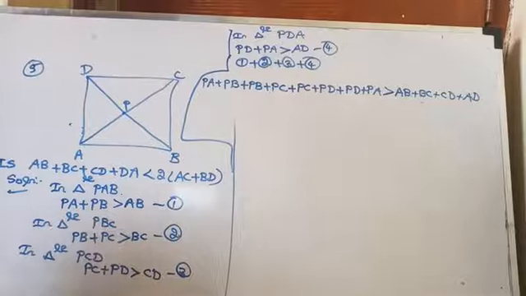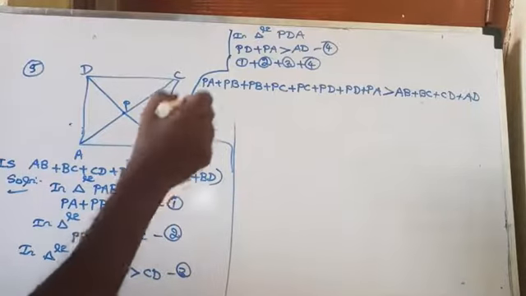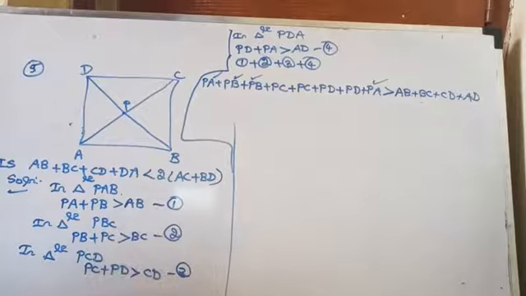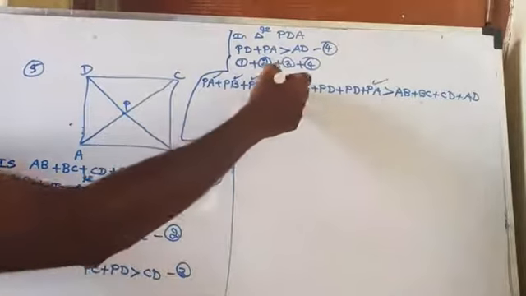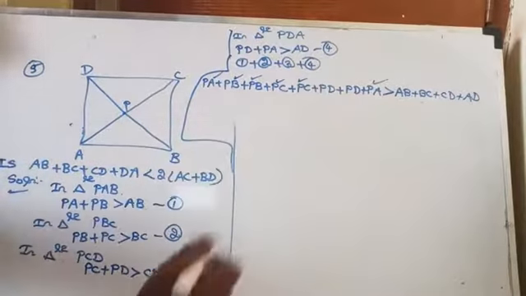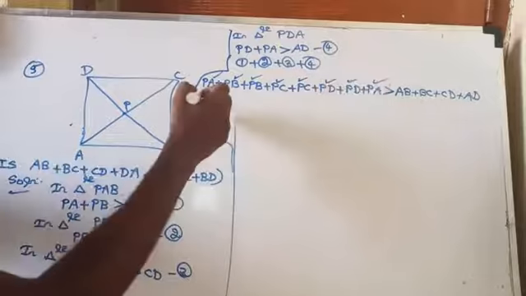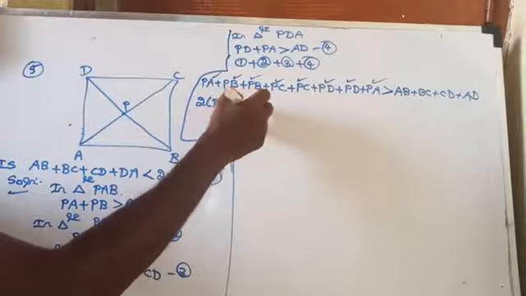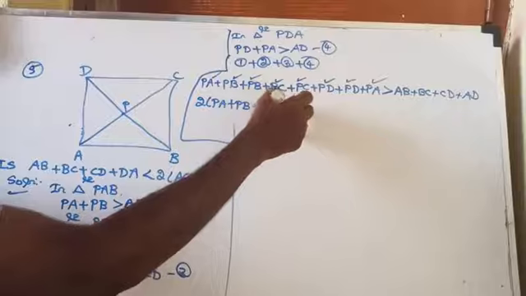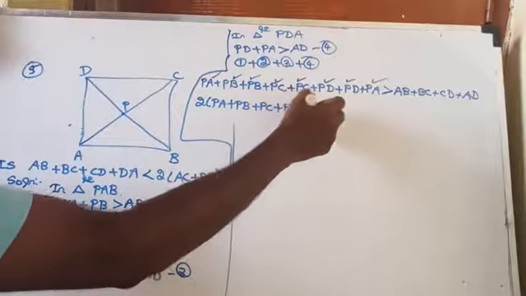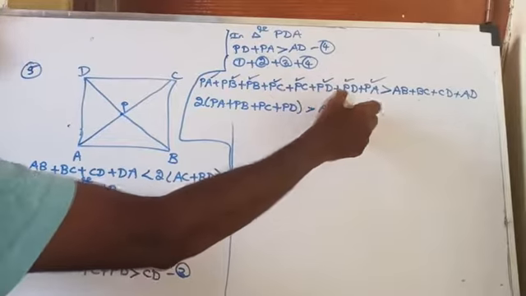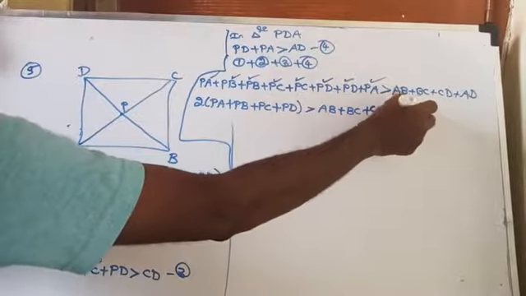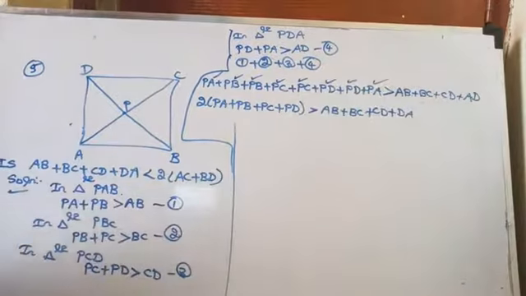Am I right? Now, PA plus PA is 2 times PA, PB plus PB is 2 times PB, PC plus PC is 2 times PC, PD plus PD is 2 times PD. So 2 times PA plus PB plus PC plus PD is greater than AB plus BC plus CD plus DA. Am I right, dear? Yes.